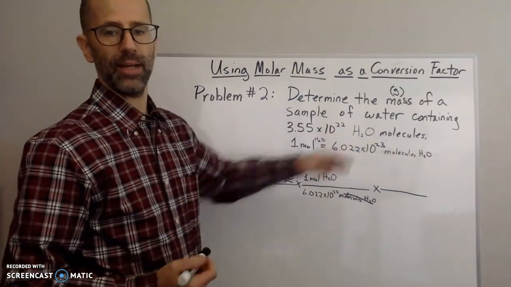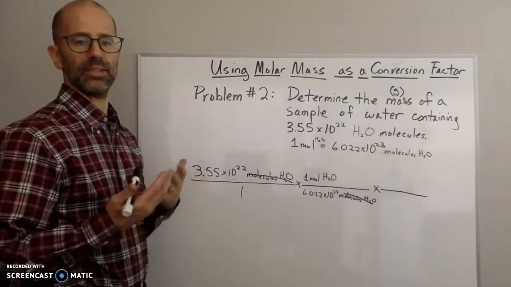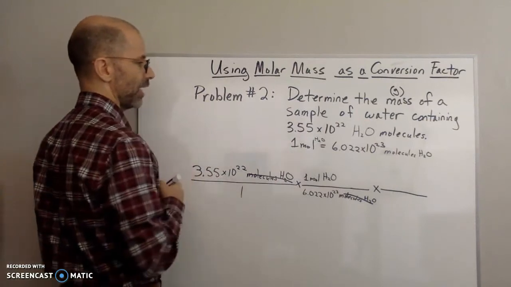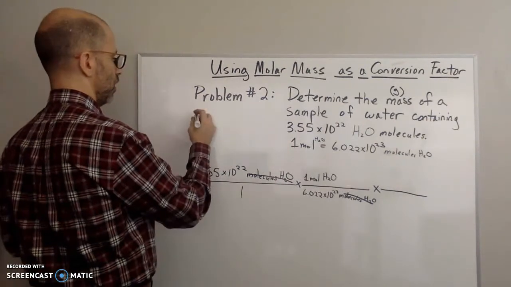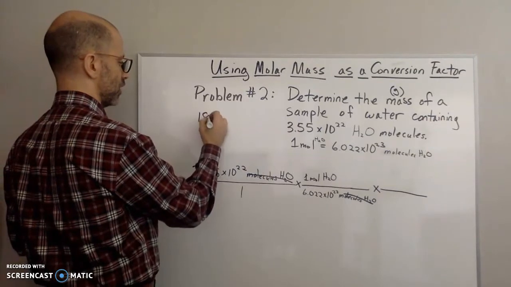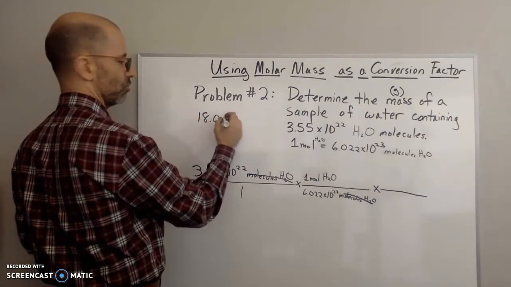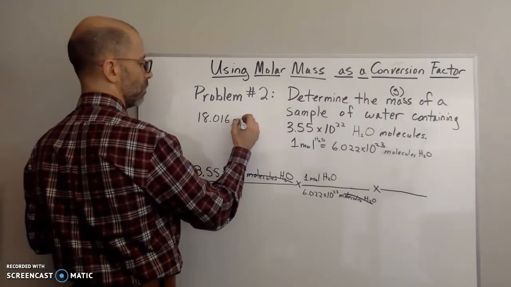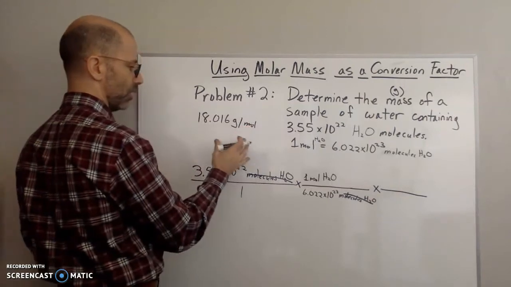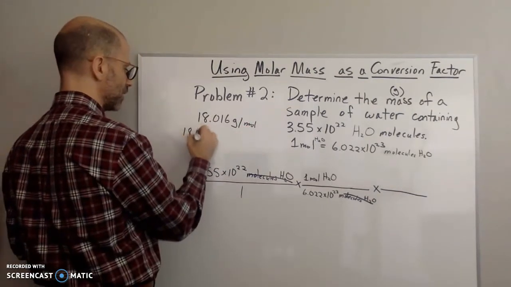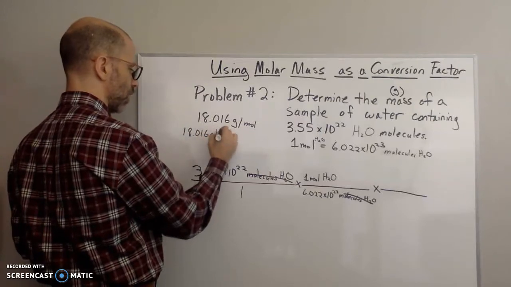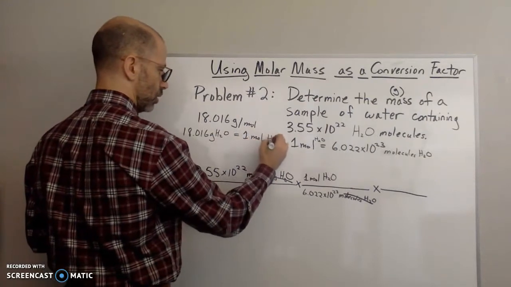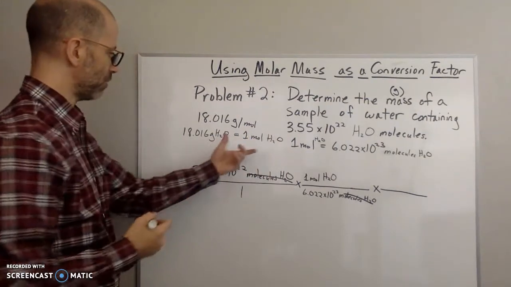So you calculate that. I'm not going to go over the calculation, but this is something that you should know how to do. Okay, so you calculate the molar mass and you come out to something like 18.016 grams per mole of water, which is the same thing as saying for every 18.016 grams of water, that's going to be equal to 1 mole of water. So I have my equality.